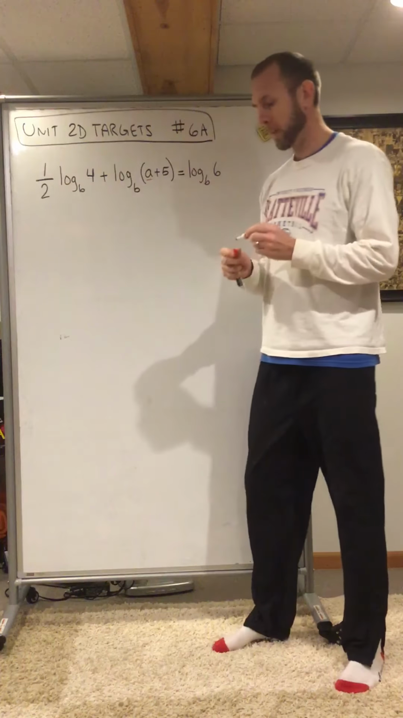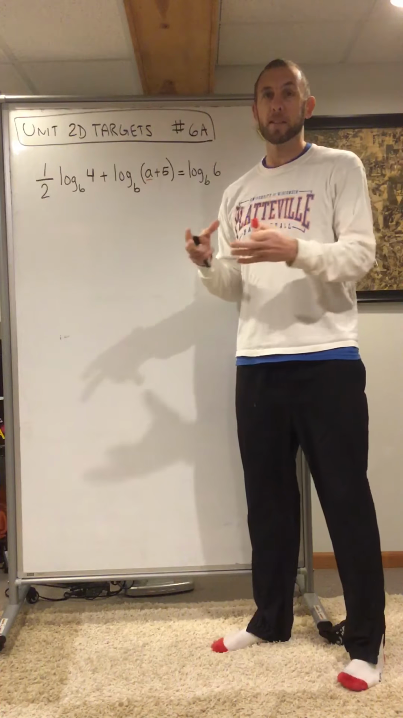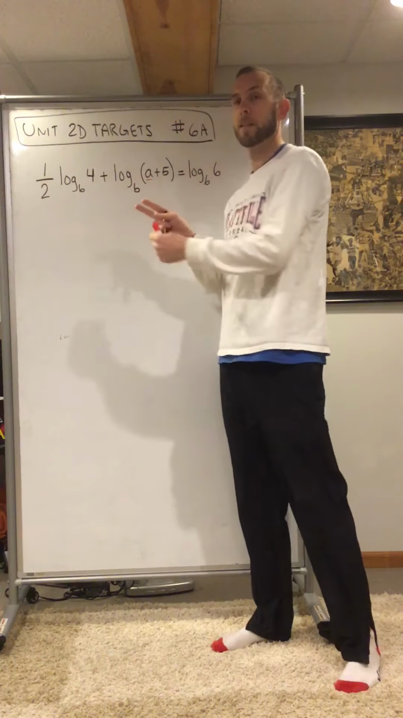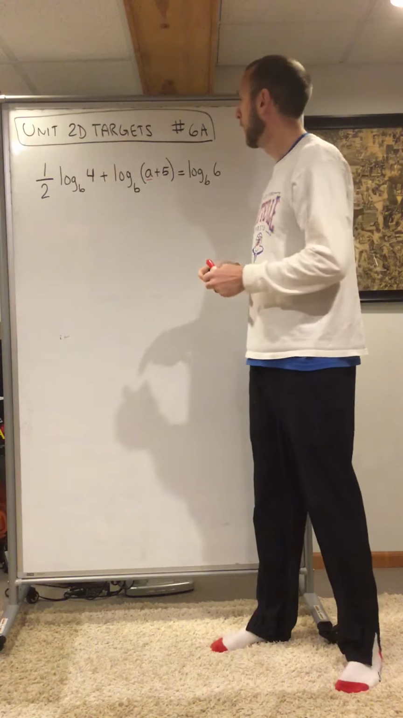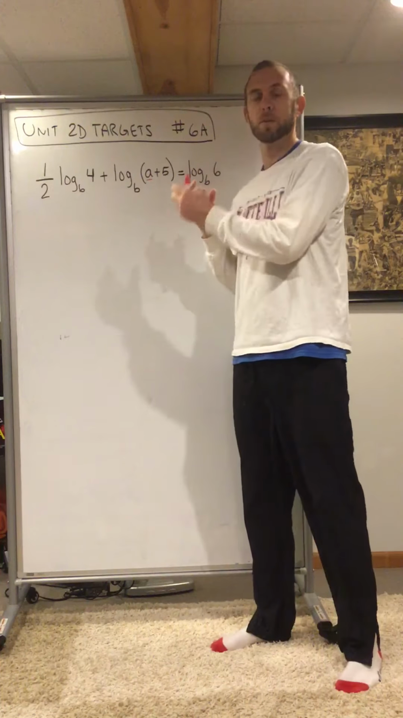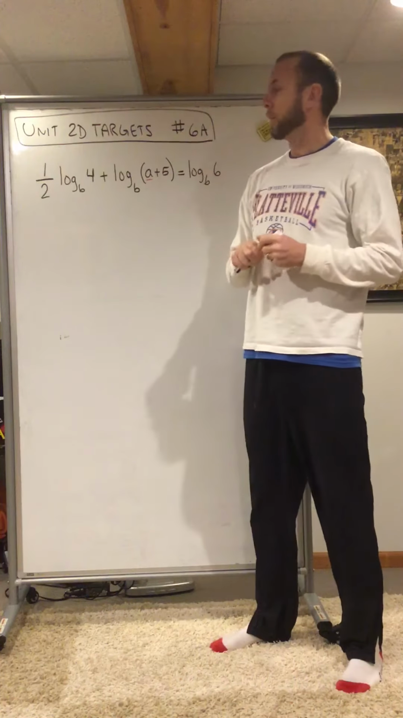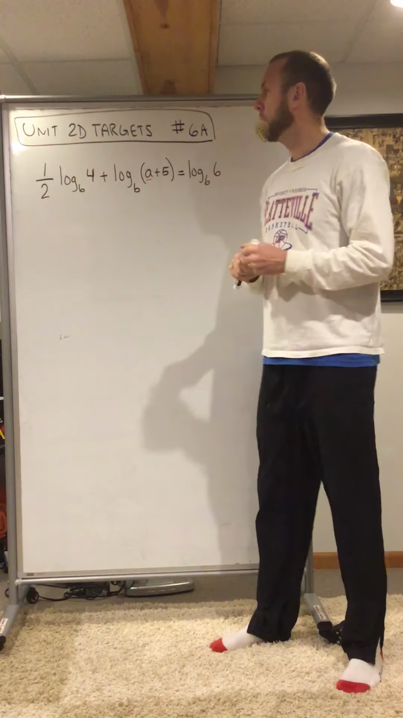So here's the A. All right, so the strategy we're going to take is we're going to try to condense this down the left side. We're going to condense the left side down into a single logarithm. And then after we've condensed it to a single logarithm, then we're going to be able to set the arguments equal to each other.